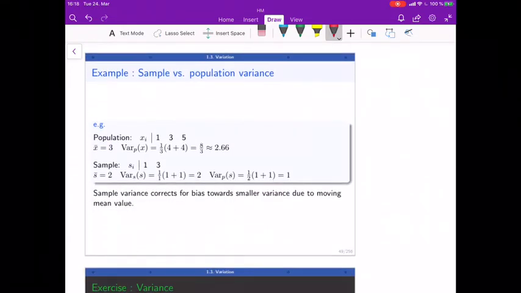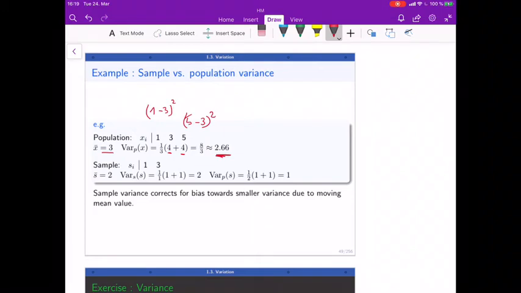Just to give you an idea how this whole thing works, let's say the whole population is the numbers 1, 3, 5. So our mean value is 3. If I calculate the population variance, then obviously I calculate 1 minus 3 is minus 2, squared is 4. 3 minus 3 is 0, no contribution. And then 5 minus 3 is 2, squared 4. So we've got 8 divided by the number of data points, 3. So our population variance is 2.66.